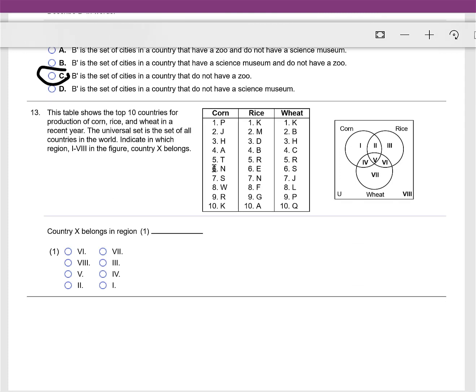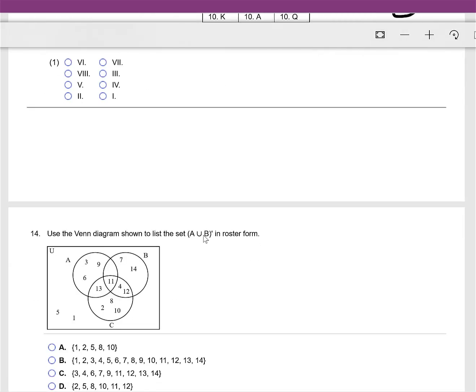Okay, so now we have a Venn diagram, and we want to pick where a particular country would fall. We have 3 categories, whether they produce corn, rice, or wheat. So let's look and see where country X falls. Do we see it in the first grouping? No. I don't see it in the second grouping, and I don't see it in the third grouping. So if it's not in any of the 3 sets, it must go into region number 8. So the correct answer there would be region number 8.